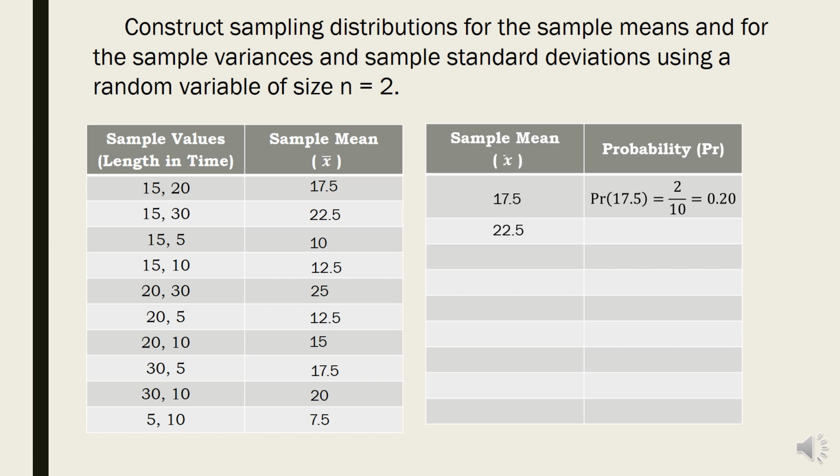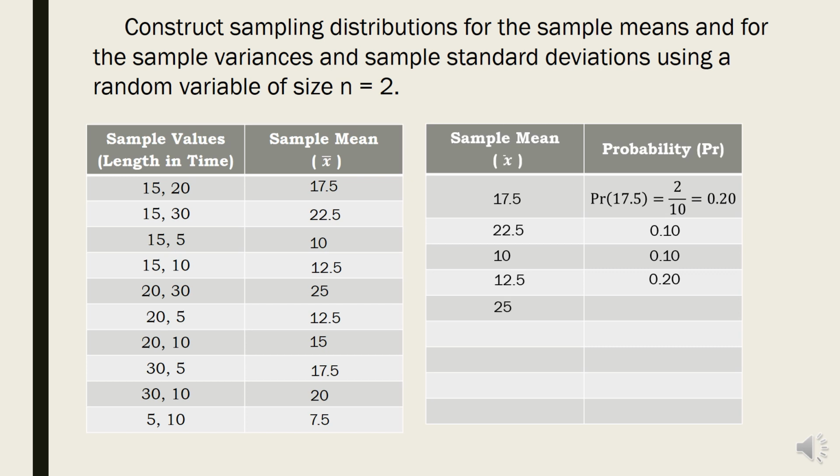Next, 22.5. There is only one sample mean of 22.5. Therefore, we have 1 out of 10 or 0.10 or 10%. Then 12.5. You have observed that there are 2 sample means of 12.5, the 4th and the 6th. So we have 2 out of 10 or 0.20 or 20%.